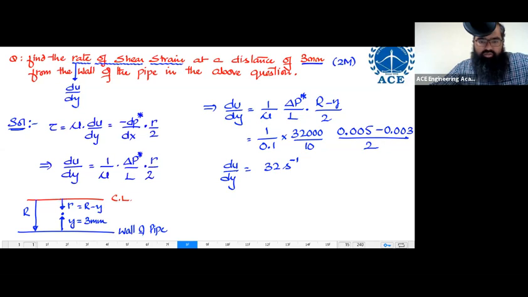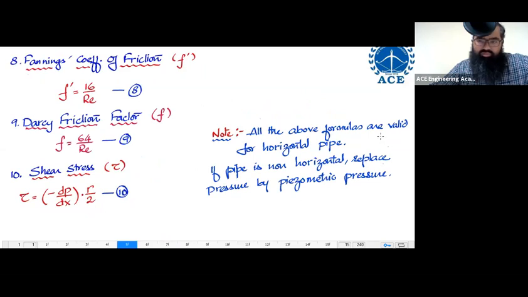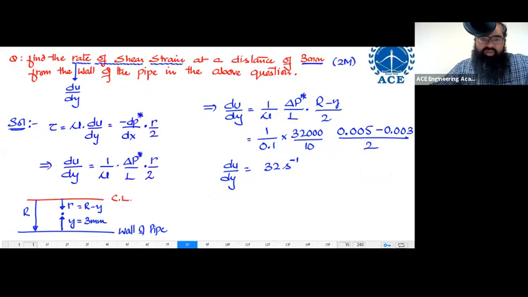Yes, how delta P star is coming. The reason for delta P star to come is this note over here. This note is very, very important. All the formulas are valid for horizontal pipe. If the pipe is non-horizontal, replace pressure by piezometric pressure. So pressure था यहाँ पे, piezometric pressure कर दिया उसको आप.